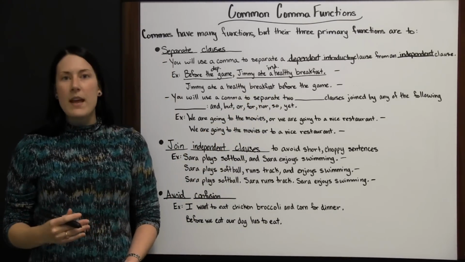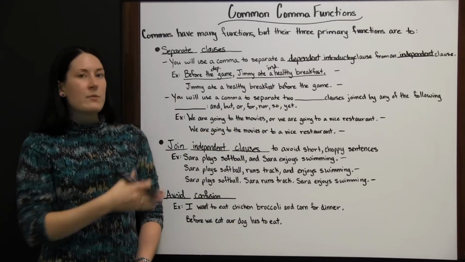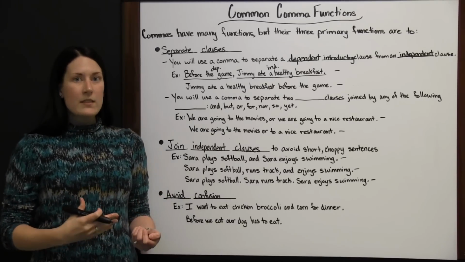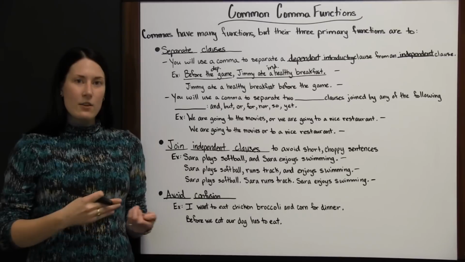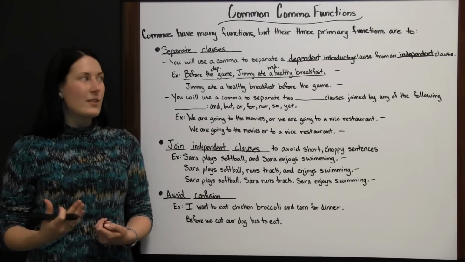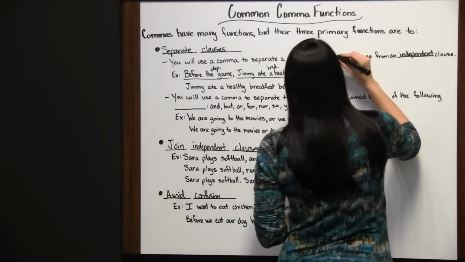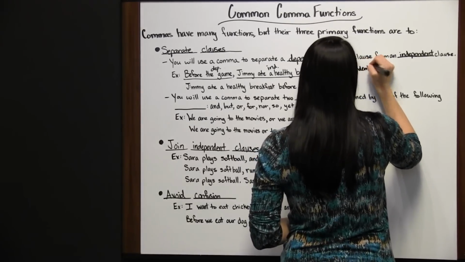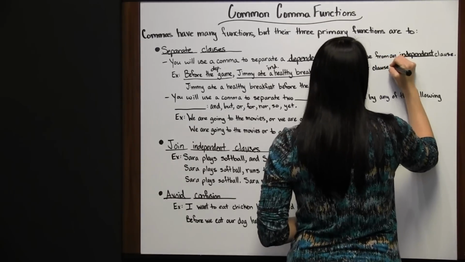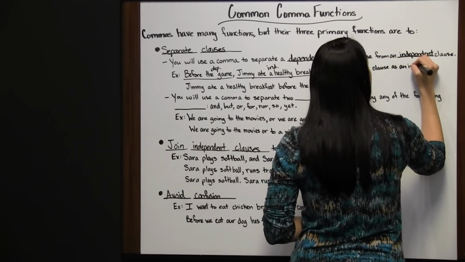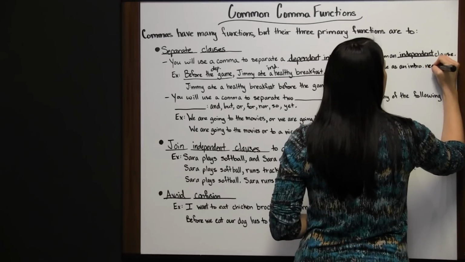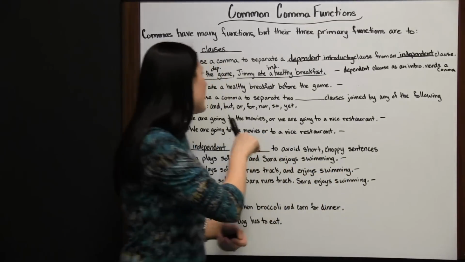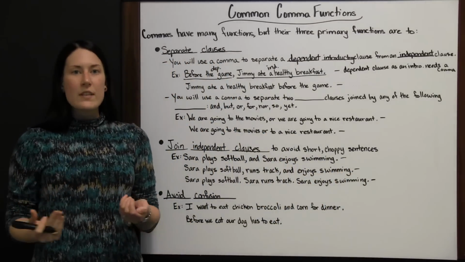Before the game, Jimmy ate a healthy breakfast. And you notice how you pause where that comma is. And a lot of times, that's why a comma is there, to get you to pause so that your sentence makes sense as you're reading it, either to yourself in a book or aloud to someone else. So, a dependent clause as an introduction needs a comma. Now, let's look at if we switch the order of the sentence up.